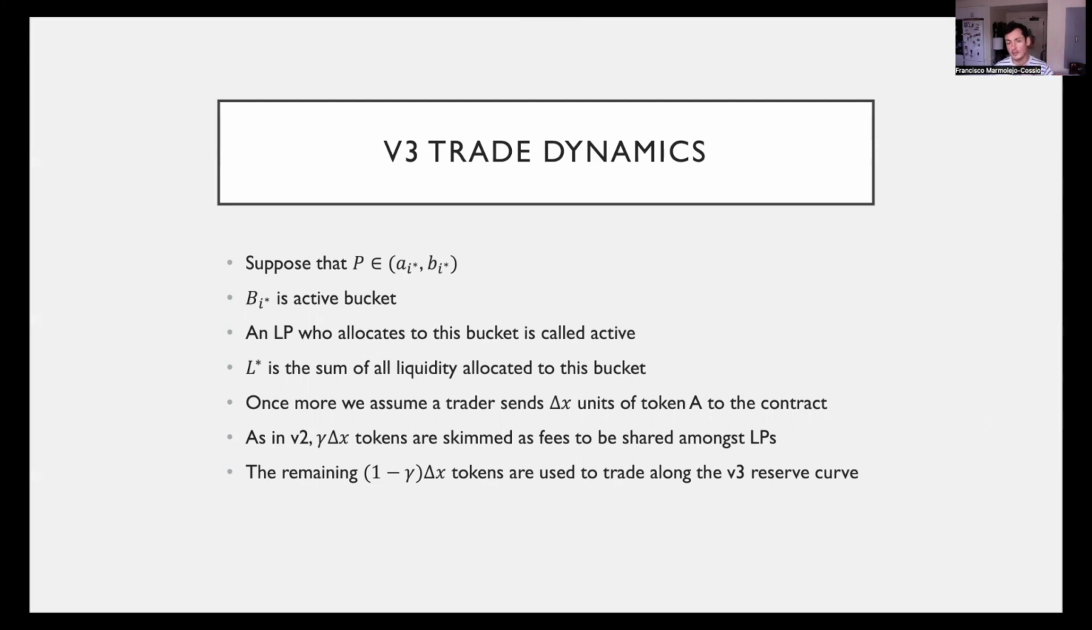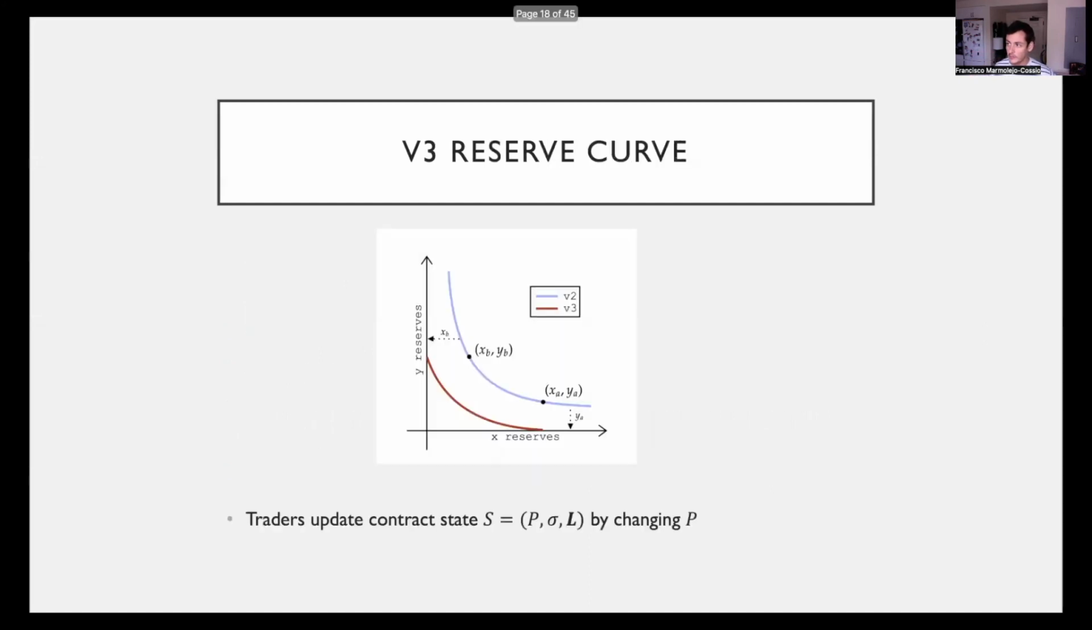And like before, we can assume that a trader is going to send a certain unit of token A to the contract, delta X. A certain amount is going to be skimmed, and it's going to be shared amongst active liquidity providers. And the remaining amount is going to be used to trade along the V3 curve. And we're going to visualize the V3 curve in the next slide. So this blue curve is what it would be if we had the L star units of liquidity in a V2 contract.